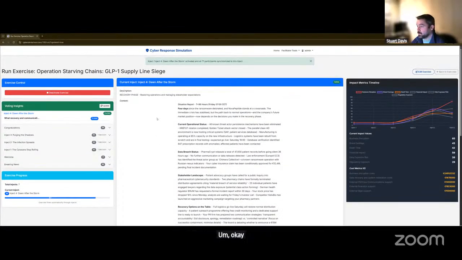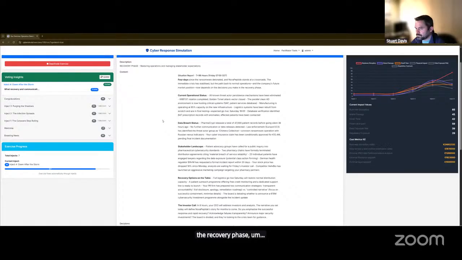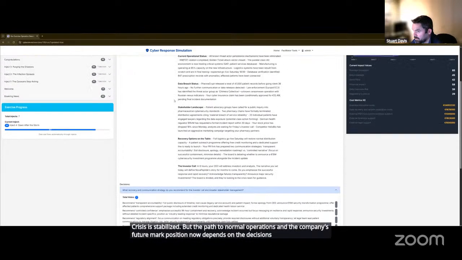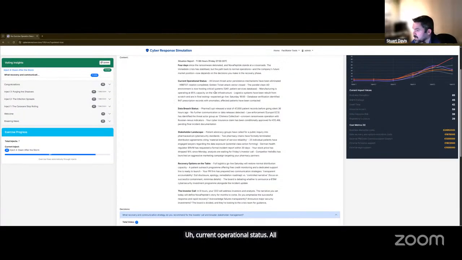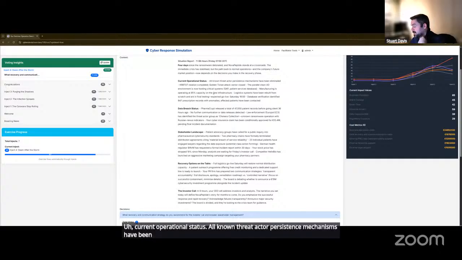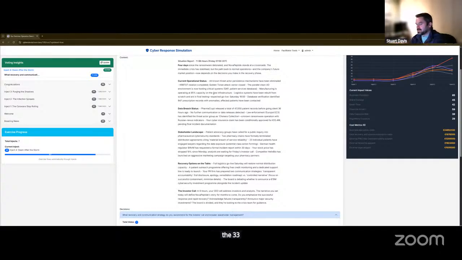Okay, so here we are, guys. Nearly done the recovery phase. So 4 days since the ransomware detonated, and Novapeptide stands at the crossroads. The immediate crisis is stabilized, but the path to normal operations and the company's future position now depends on the decisions you make in the recovery. Current operational status: all known threat actor persistence mechanisms have been eliminated, mainly the 33 Cobalt Strike beacons and the Kerberos reset. So you guys have gone through major pain here.